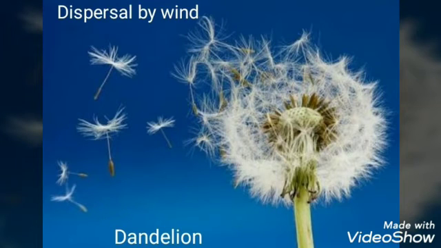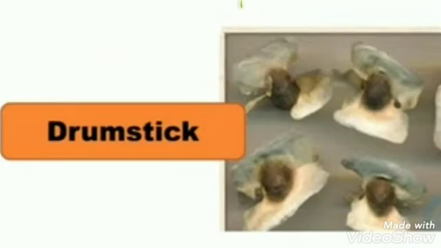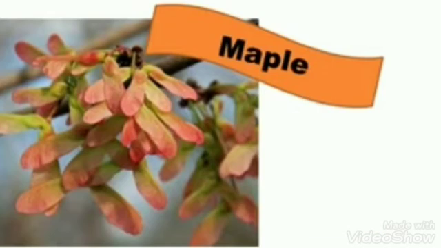Seeds that have fine and long hair around them, for example cotton, dandelion, etc., can be blown away by wind. Seeds that have wing-like structures on them, for example drumstick, maple, etc., can also be carried away by air.